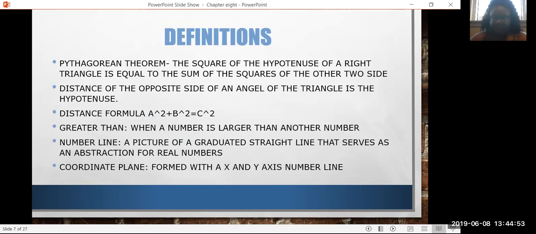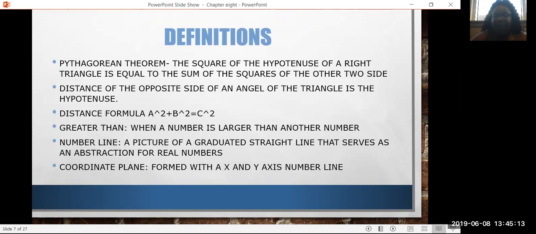And then we have a few definitions. We're going to start with the Pythagorean theorem. For you that don't know, the Pythagorean theorem says the square of the hypotenuse of a right triangle is equal to the sum of the squares of the other two sides. And then we're going to talk about the distance of the opposite side of an angle of the triangle, which is the hypotenuse, the distance formula.